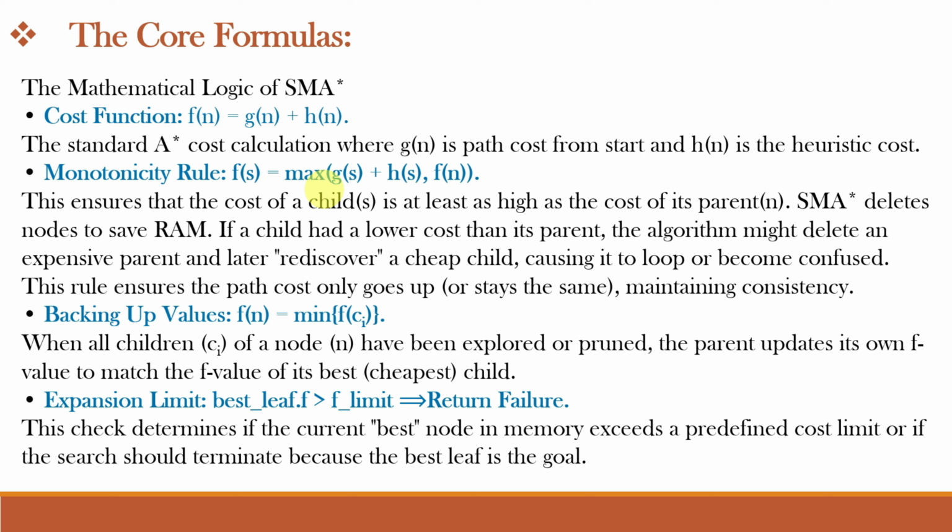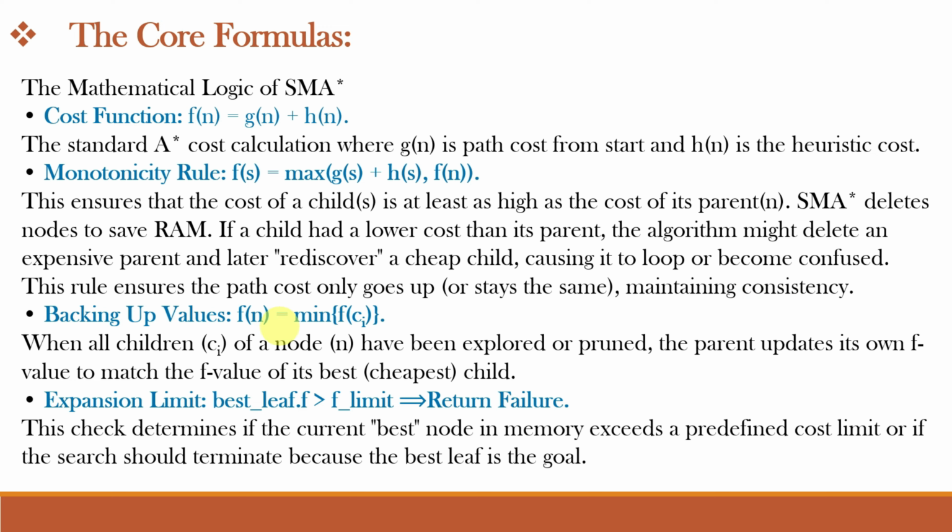See, SMA star deletes nodes to save RAM. If a child had a lower cost than its parent, the algorithm might delete an expensive parent and later rediscover a cheap child, causing it to loop or become confused. So this rule ensures that the path cost only goes up or stays the same, maintaining consistency.